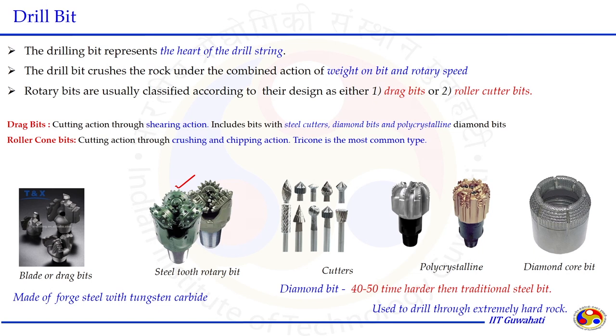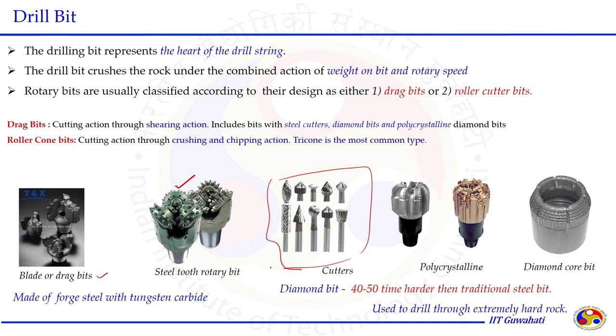In the pictures, you can see there are different types of drill bits. These are the simple drill bits. You can correlate with the drill bit operation performed at home, where an electrician or plumber makes holes in the wall or the ground. These kinds of drill bits are used. But when we are talking about the oil and gas drilling process, a large size of drill bit is required, or different sizes of drill bits are required. As we are going deeper, the diameter of the drill bit reduces.